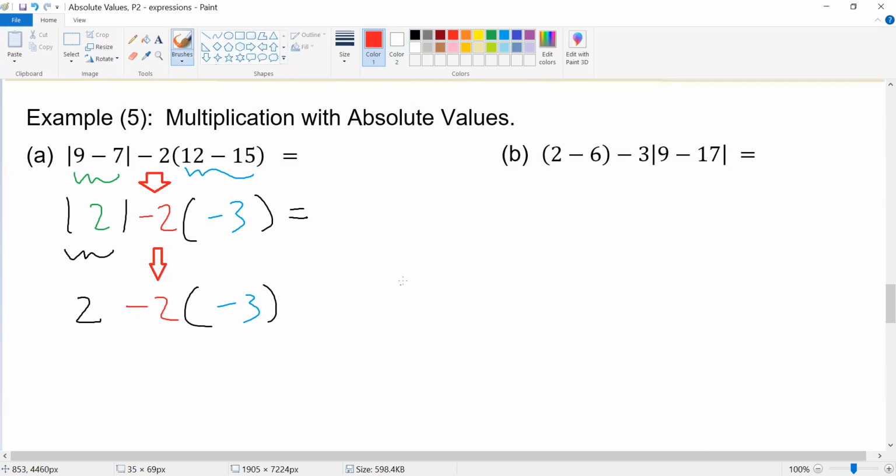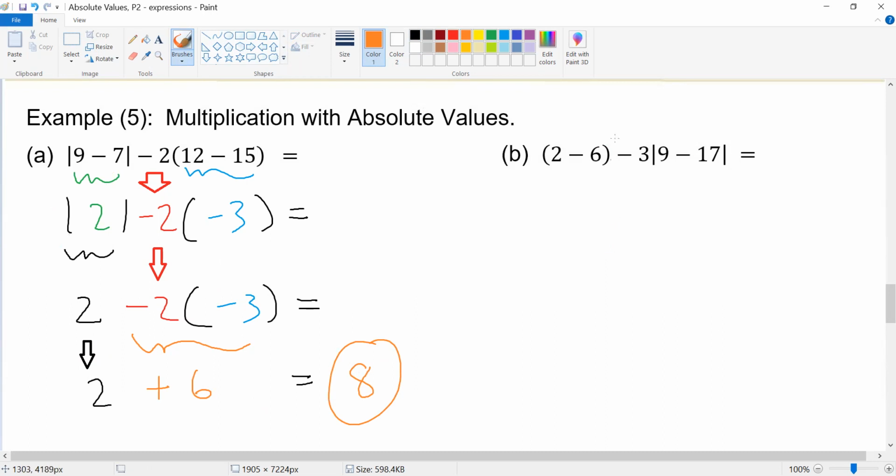Now, we have to remind ourselves, in the order of operations, we've got to do multiplication before any addition or subtraction. So what does that tell us? Well, that tells us that we need to take negative 2 times negative 3. This will give us a positive 6. And we're going to bring down the 2 that we haven't done anything with yet. So in our final result here, what this really says is we have 2 plus 6, which gives us an 8. So that's it for part A.